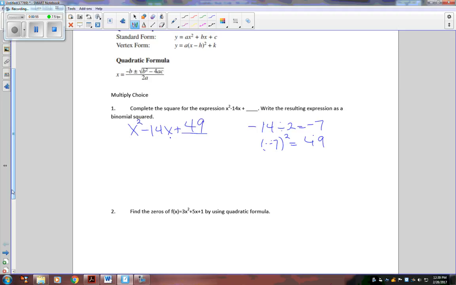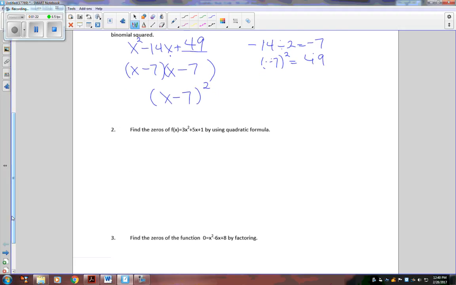But it says to write the resulting expression as a binomial squared. So now you factor this. This factors into two binomials, and it should be the same binomial. What will multiply to give you 49 and add to give you negative 14? That's negative 7 and negative 7. So you're going to write this as a binomial squared. Okay, pause the video and do number 2.